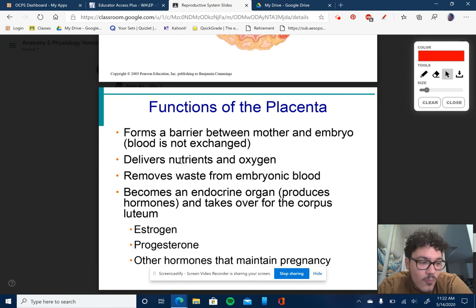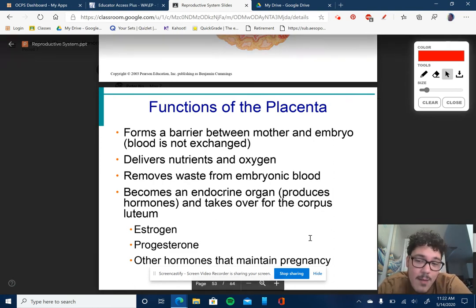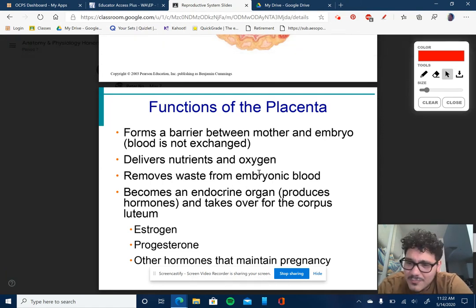When the baby forms, it's going to have its lungs even as a fetus or in the late embryonic fetal stages. But obviously, it's not breathing when it's in the womb, so it needs oxygen from the mother. That makes sense. And the nutrients. Removes waste from the embryonic blood. Again, even though the fetus will have its own liver and kidneys and all these organs developing, the mother is going to remove the waste for the baby.